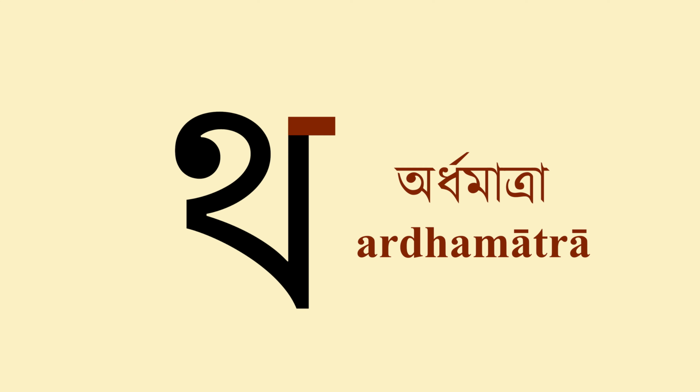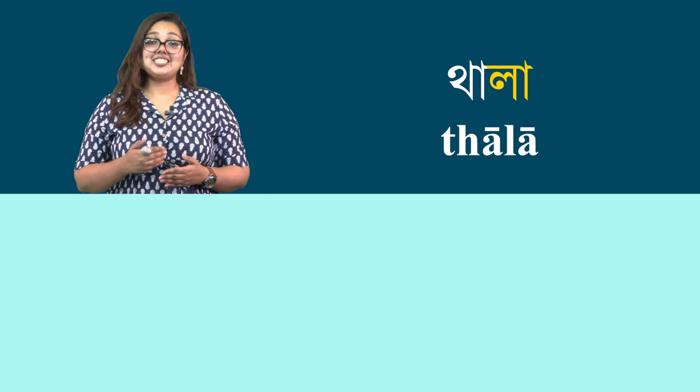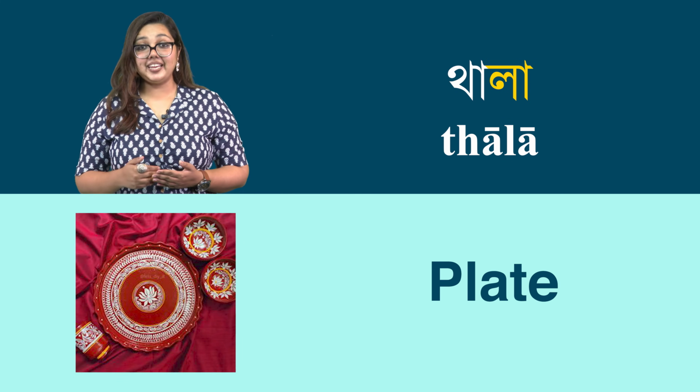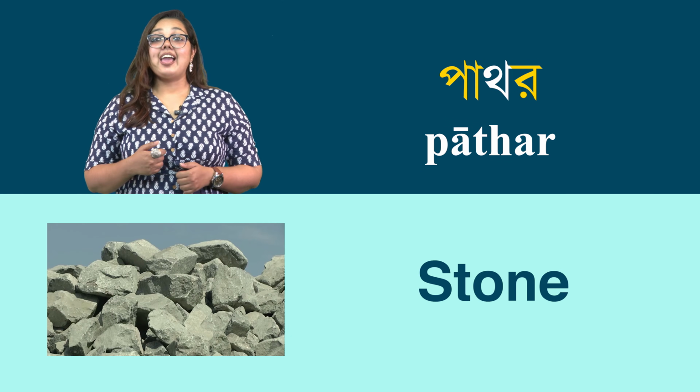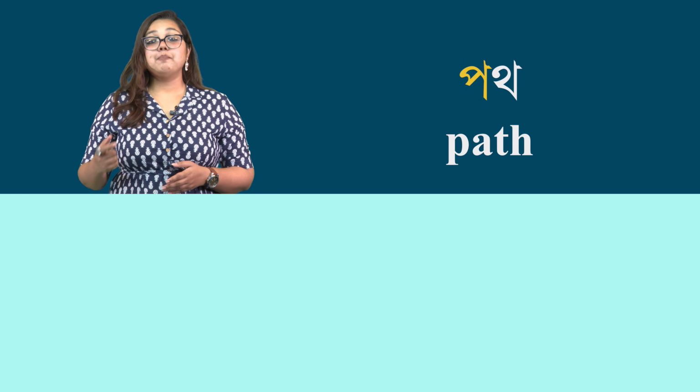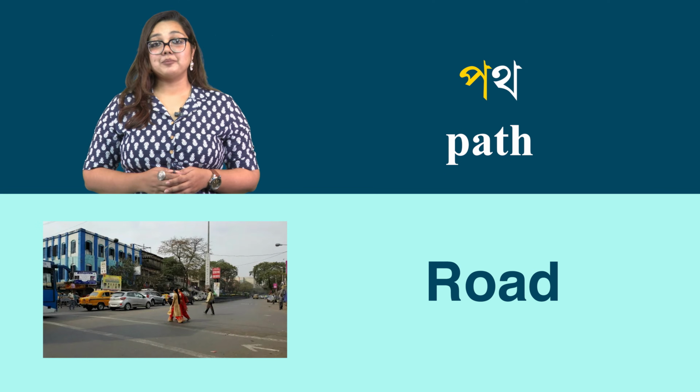It is representing voiceless aspirated dental plosive sound. Like kha, tha also has ardhamatra. This letter can occur word initially such as in thala, which means plate, word medially in words like pathor, which means stone, word finally as in path, which means road.